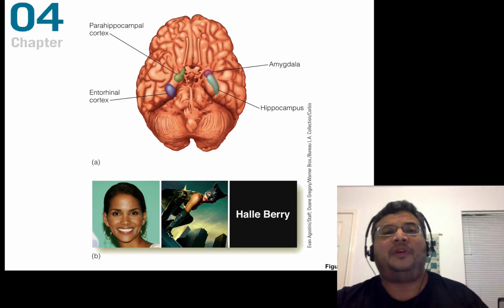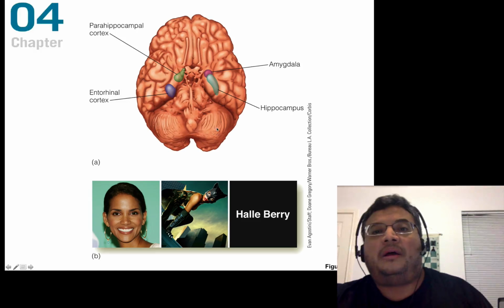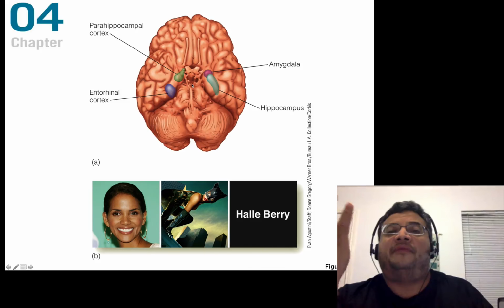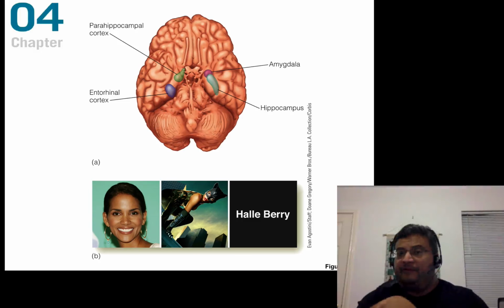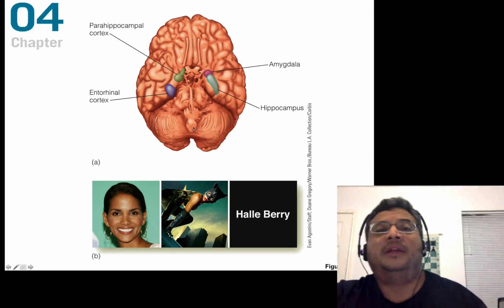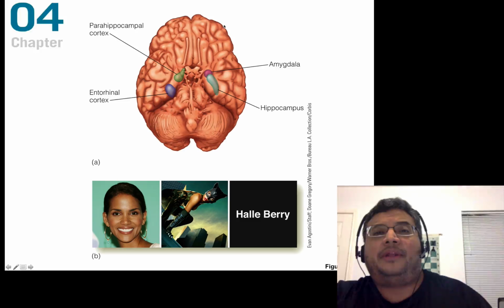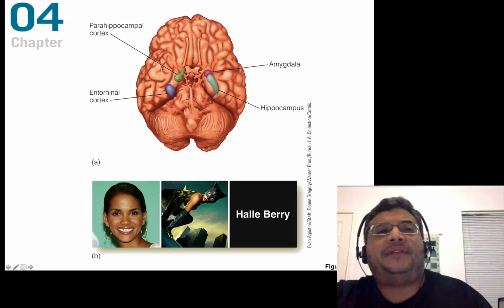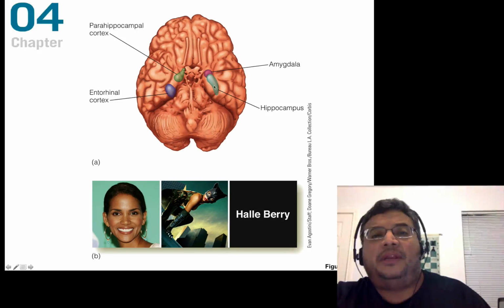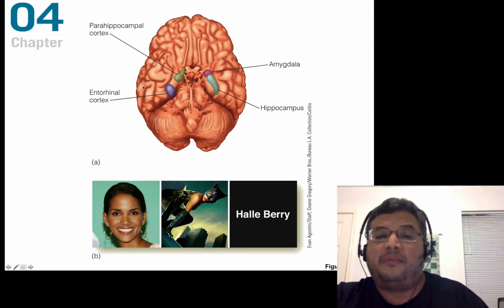If we look here, we have a view from under the brain, looking at it from the bottom up. So if I were to take a brain and flip it upside down, you would be looking at the bottom of it. So this would be where your eyeballs would be, right about here, and this would be your forehead here, and then the back of your head here, and the side of your head here, of course. And we have these areas: the perihippocampal cortex, the entorhinal cortex, the amygdala, and the hippocampus. These are all areas in the medial temporal lobe and in the limbic system. Very important areas associated with memory.